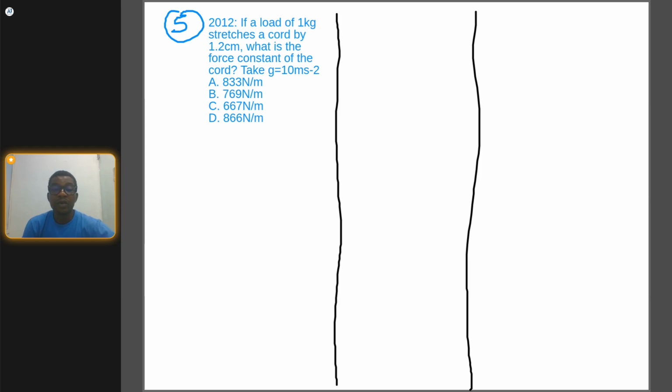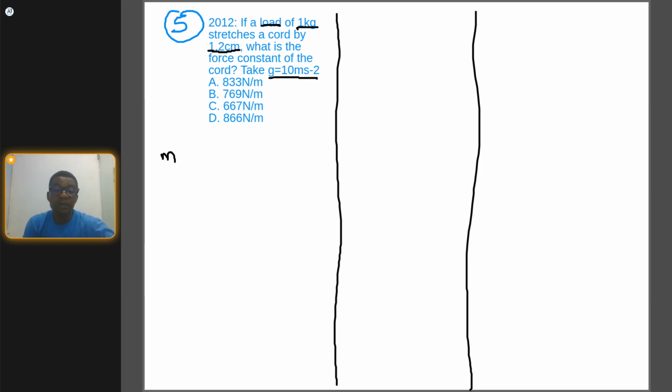If a load of 1 kg stretches a cord by 1.2 centimeter, what is the force constant of the cord? Take G, which is acceleration due to gravity, to be 10 meter per second square.